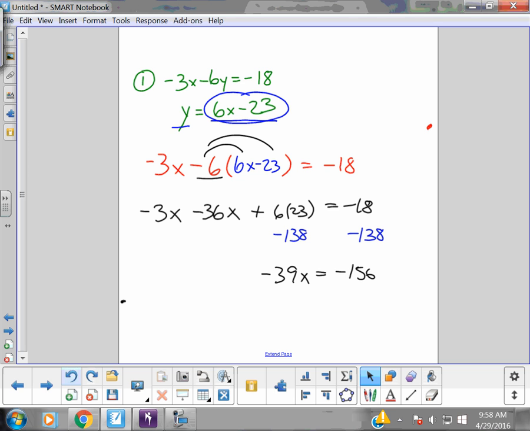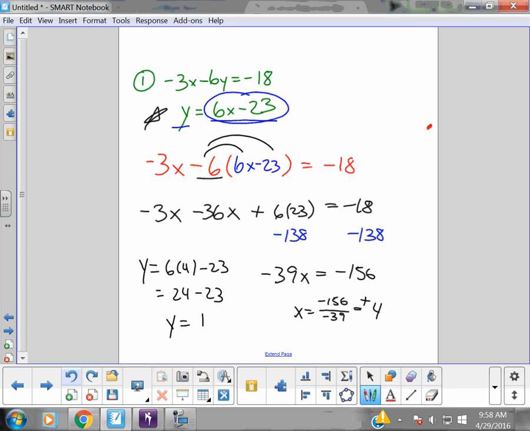Divide both sides by negative 39, and you get negative 156 over negative 39, which is positive 4. All right? And then we have at least found the x value. Now, we just got to find y. And I will use the second equation. And I get y is positive 1. And then I write that as an ordered pair. So the solution to the first problem is 4 comma 1.